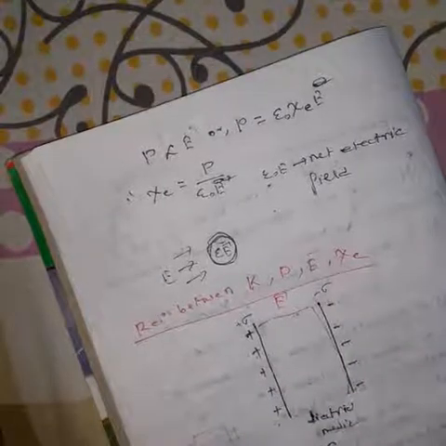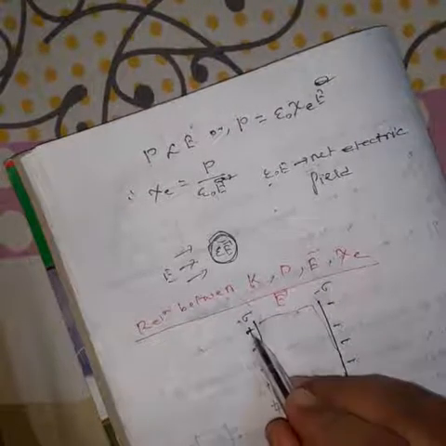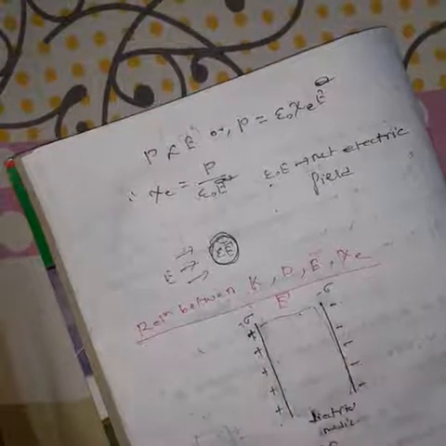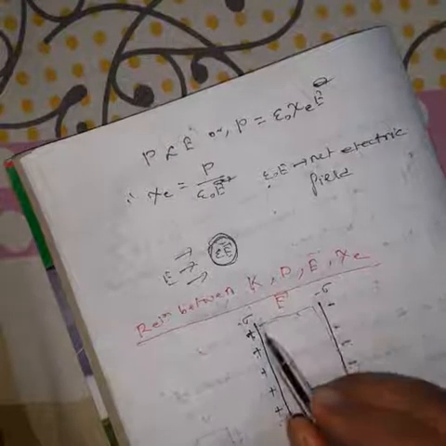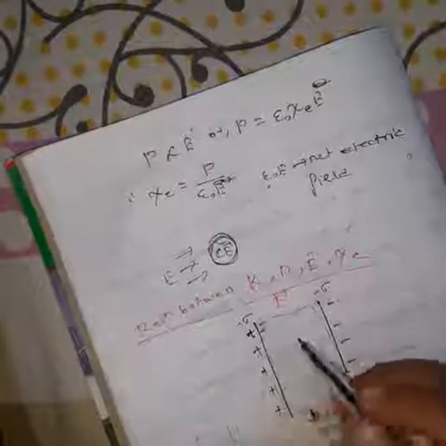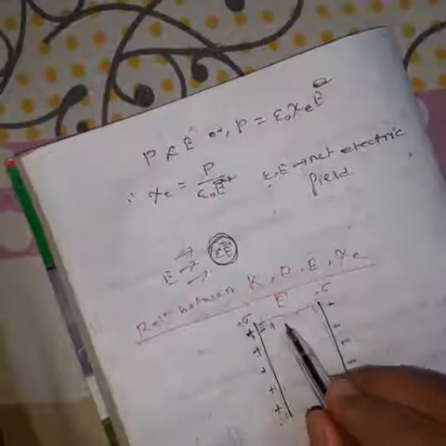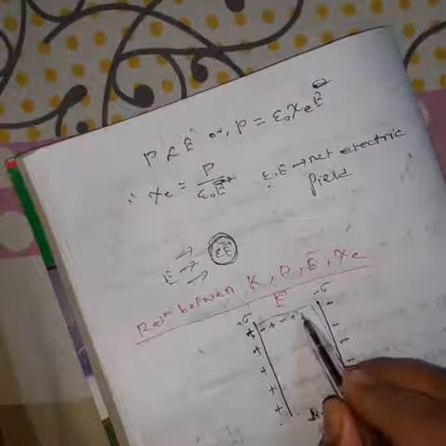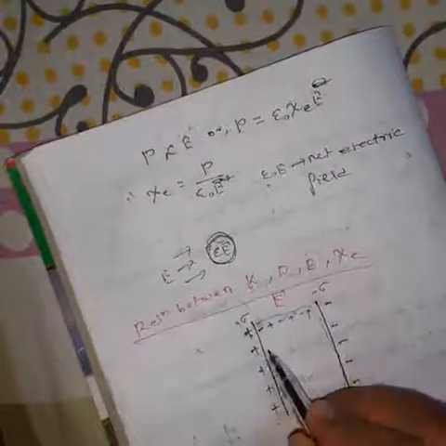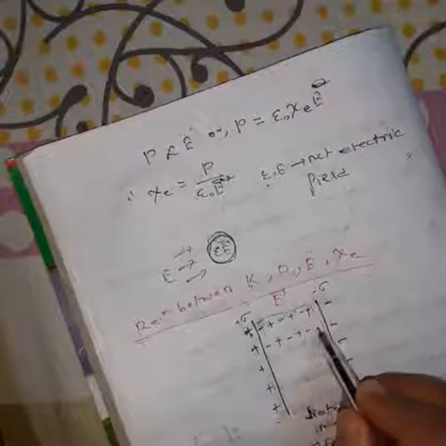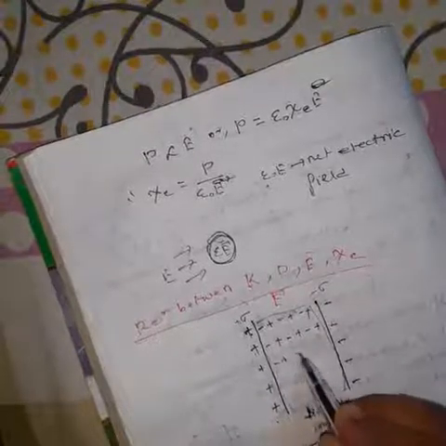Now what happens is that all the charges within the dielectric will be aligned. How? There will be a negative charge, then a positive charge, then a negative charge, then a positive charge, then negative, and so on. Like this it will be arranged due to the induction.